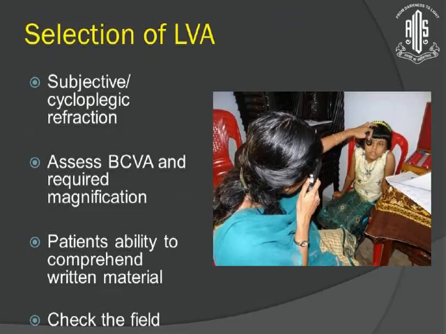Selection of low vision aid. First, we have to do a subjective and cycloplegic refraction, assess best-corrected visual acuity and required magnification, and always assess the patient's ability to comprehend written material and recheck the field after issuing the low vision aid.